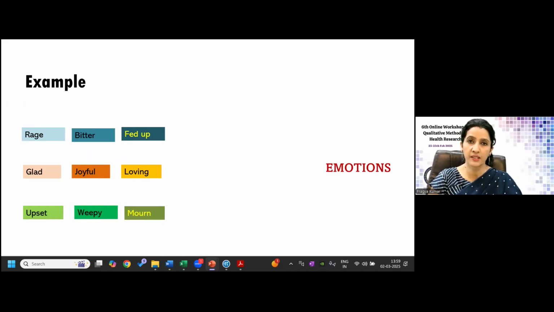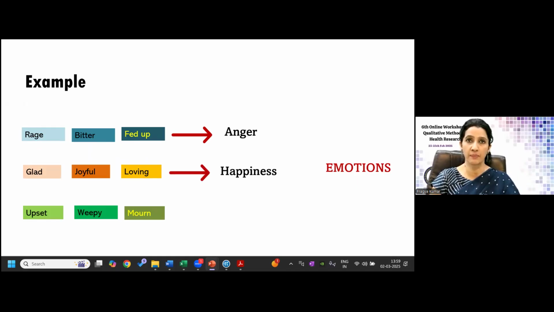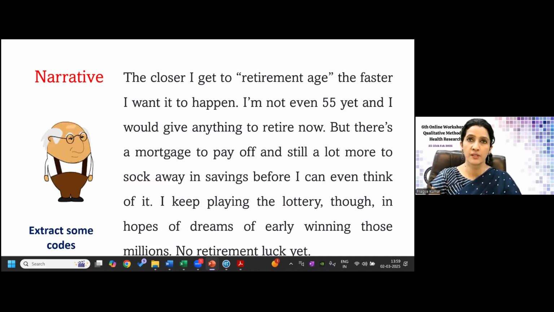For example, in this case, you can see that similar-looking codes like rage, bitter, and fed up have been merged into a single category, which is anger. Again, glad, joyful, and loving merged into a single category, which is happiness. And upset, weepy, or moan, it's like sadness. And all these three will come into the category of emotions. So this is one narrative. We will see how we can refine the codes.